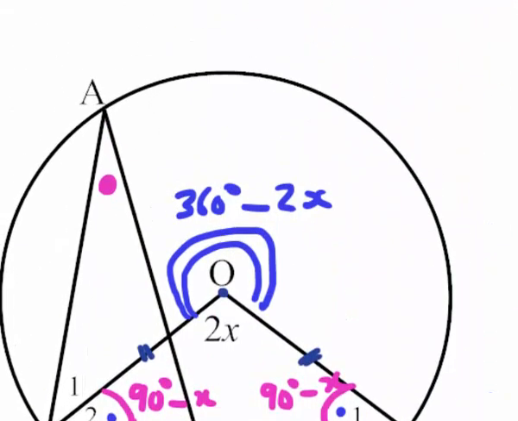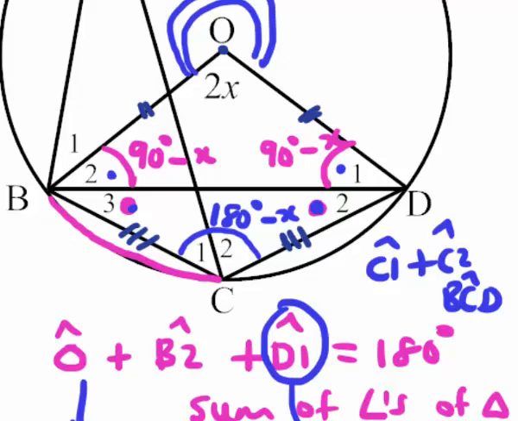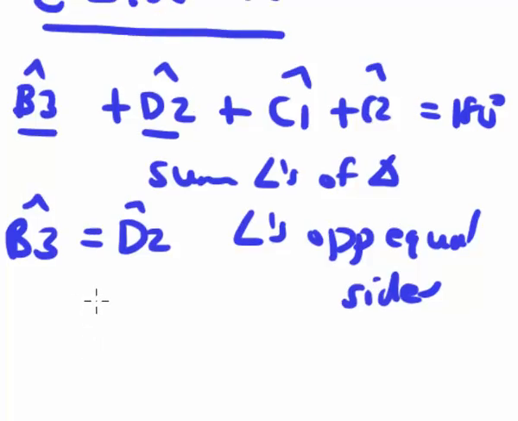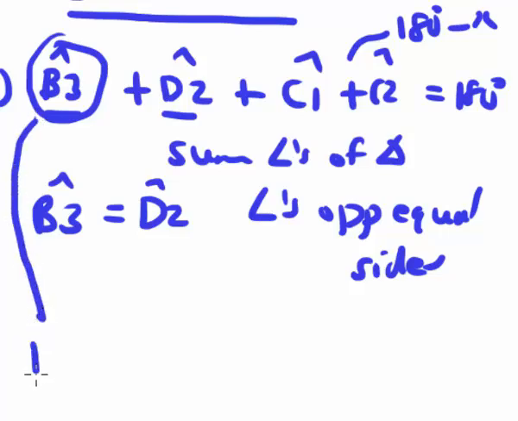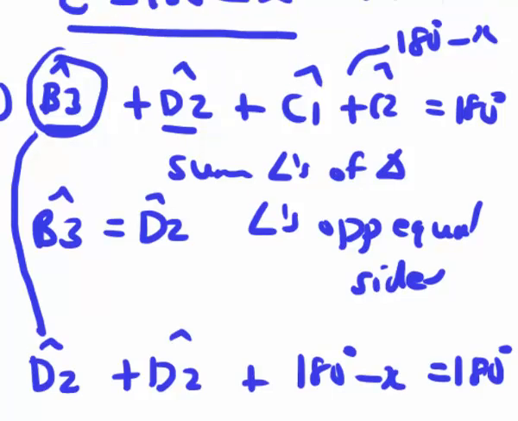And remember, we're trying to find angle A. So that's a very interesting thing. If we can get D2, that'll be pretty cool. So let's have a look. Let's continue with this argument. And then we also know that C1 plus C2 is 180 minus x. So then we've got B3, and we want to get to D2. I'm going to change this B3 to D2, so it's D2. That D2 can stay. Then we've got C1 plus C2, which is 180 minus x, and that equals, of course, 180 degrees. Great.